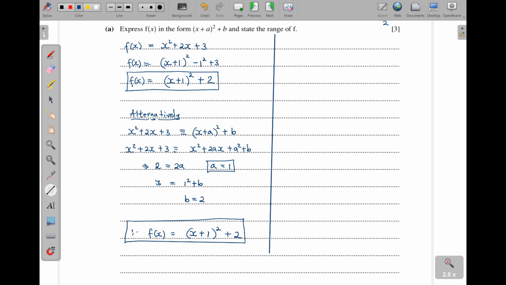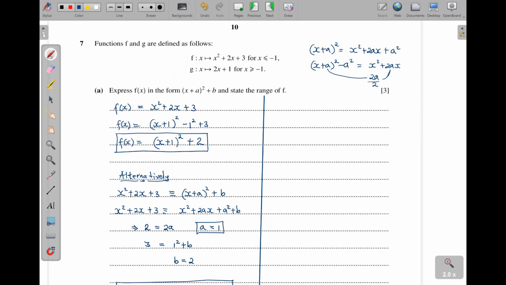Now, we need to find the range of f. Now, when we look at f of x here, the coefficient of x squared is positive. That means this one is a U-shaped curve. Okay? It's a U-shaped curve. And the turning point, we get this one and we equate it to 0. So x is going to be -1. And then this one will be a 2. So the turning point is this one here.